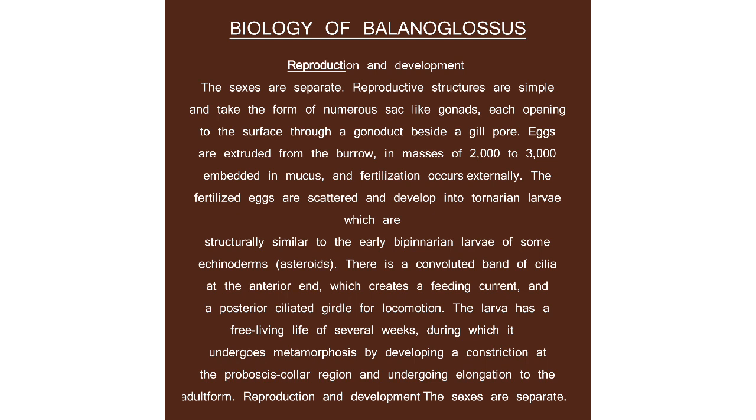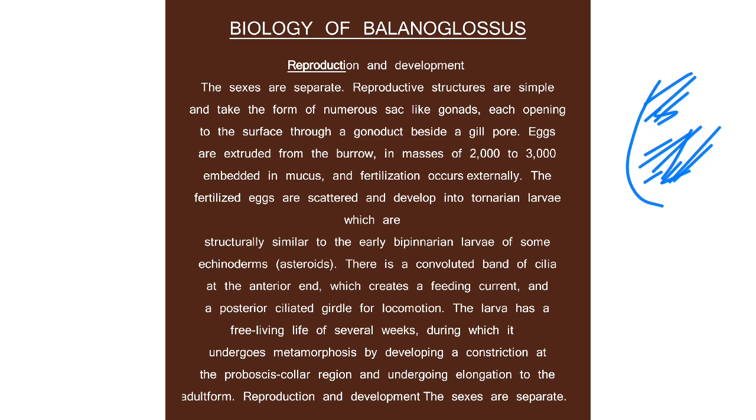Now let us talk about their reproduction. The sexes are separate. The reproductive structure is simple, and they form numerous sac-like gonads. Now remember that when I was describing their body form, they have something we call the genital flap, and I said that in that genital flap we have gonads, and this genital flap is beside the gill pore. If I show you the structure again, it is beside the gill pore.